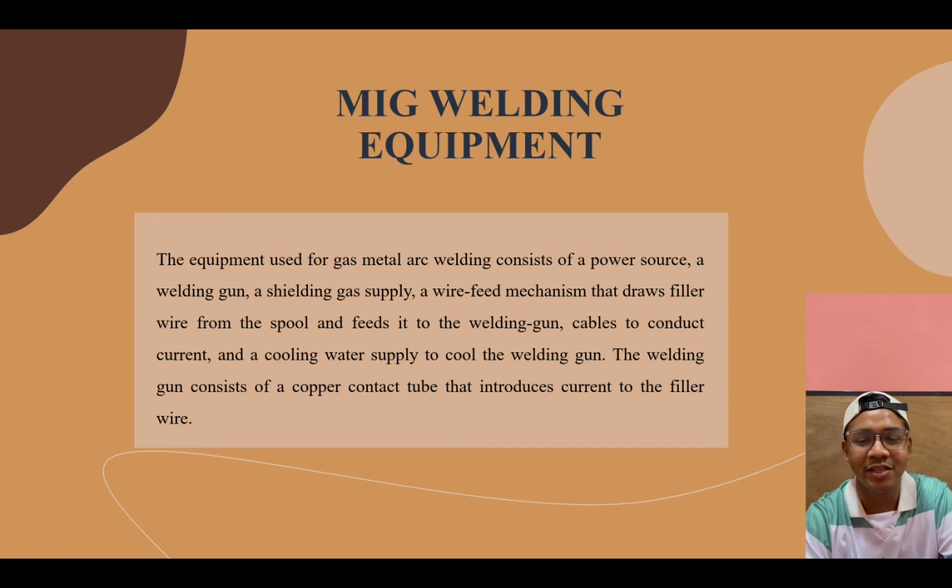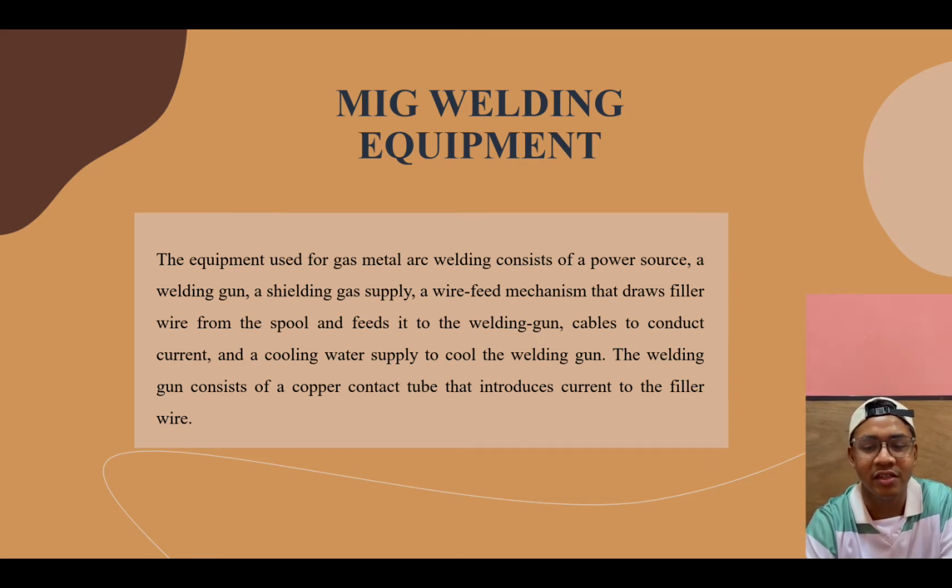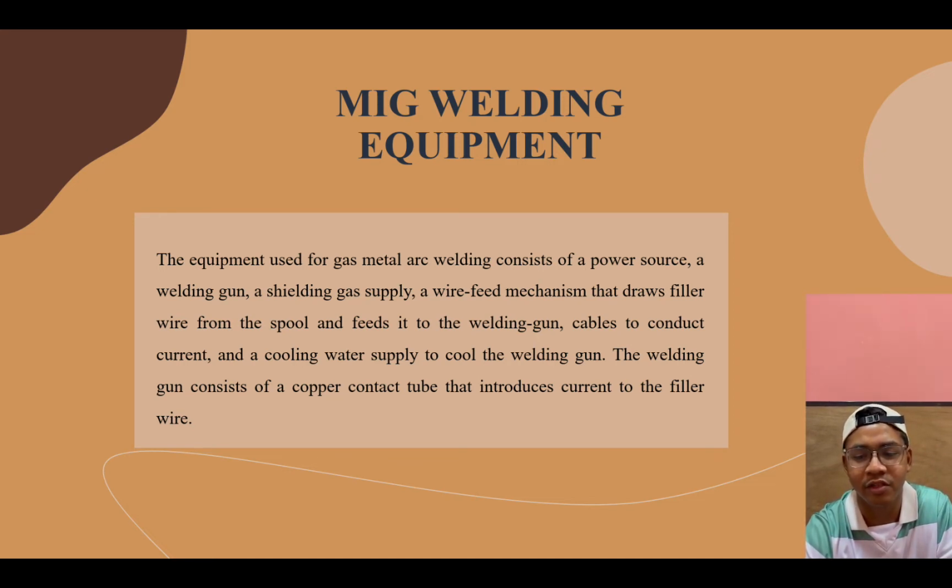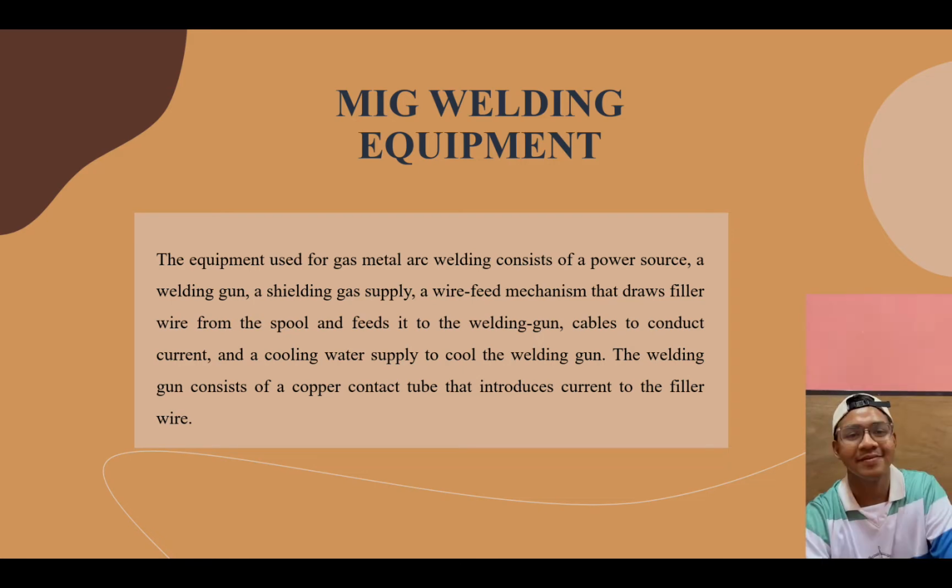So, the MIG welding equipment, the equipment used for gas metal arc welding, consists of a power source, a welding gun, a shielding gas supply, a wire feed mechanism that draws filler wire from the spool and feeds it to the welding gun, cable to conduct current, and a cooling water supply to cool the welding gun. The welding gun consists of a copper contact tube that introduces current to the filler wire. The basic layout for the components of the MIG welding circuit is as shown in the diagram.